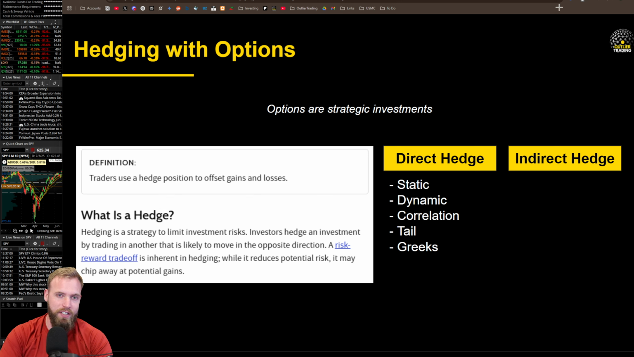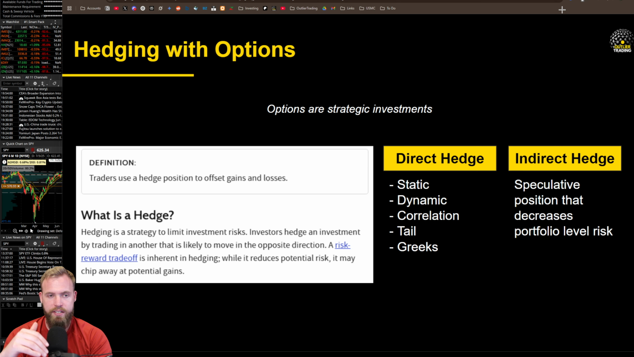And then this idea of an indirect hedge is simply a speculative position that you put on that happens to also decrease the total portfolio risk. So the way that I look at something like a direct hedge is I'm putting it on, its entire goal is to reduce risk, and that's the standard I'm holding it against. In an indirect hedge, I'm putting it on to make money, but it happens to fit in with the broader portfolio and serve a risk reduction purpose as well. And I'll show you what that looks like.